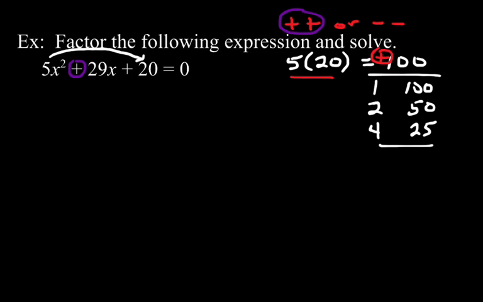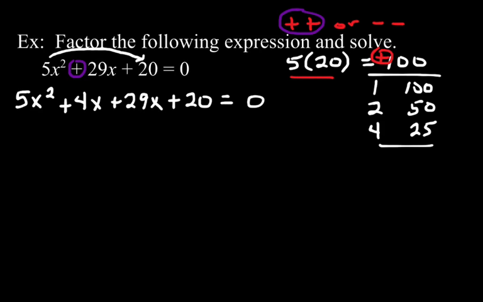So let's write this down again. We've got 5x squared. Then we're replacing the 29 with the 4x and the 29x. And then we have plus 20. And don't forget the equal 0 on the end of this one, because this one is an equation.